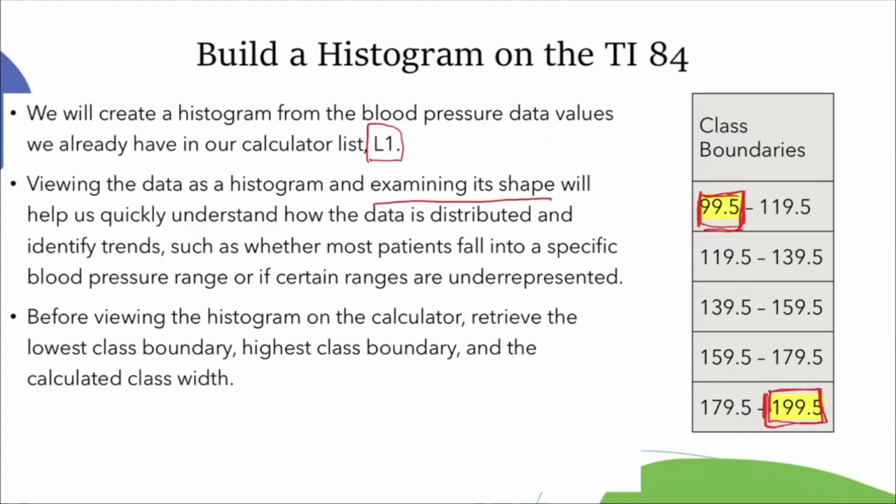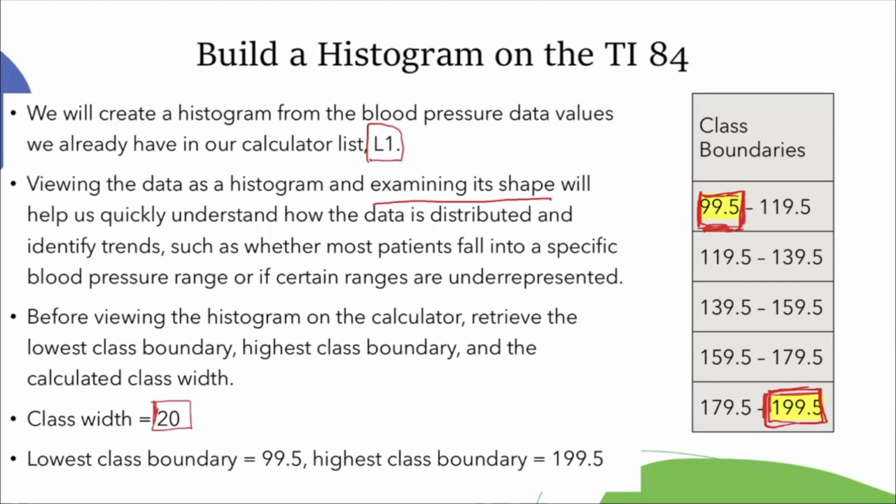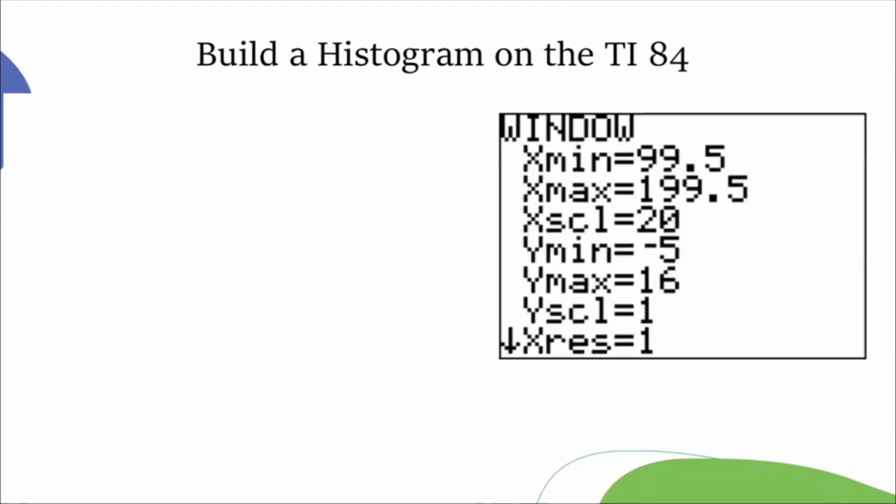Before viewing the histogram, retrieve the lowest class boundary, the highest class boundary, and the calculated class width. So we know the lowest class boundary is 99.5. The upper class boundary, highest class boundary is 199.5. And let's not forget the class width, 20. We're going to be using all of that on our calculator.